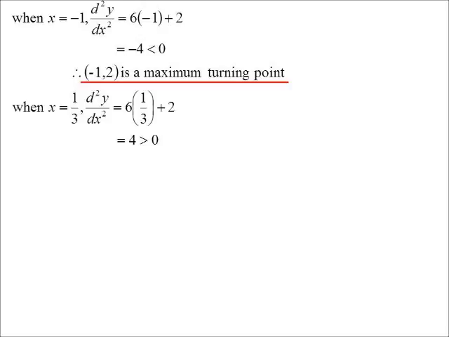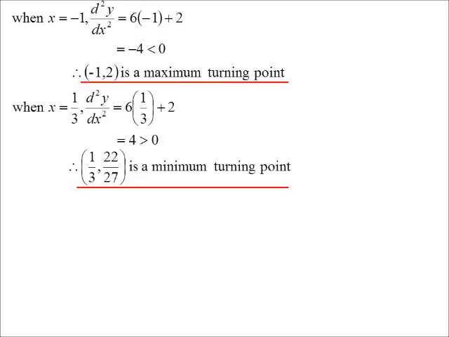When I use the third, I actually get positive 4. And that one's greater than 0. Greater than 0, here I am down the bottom. Minimum turning point. So that's how we can identify those stationary points and what they are very quickly. I didn't have to draw that table of values.